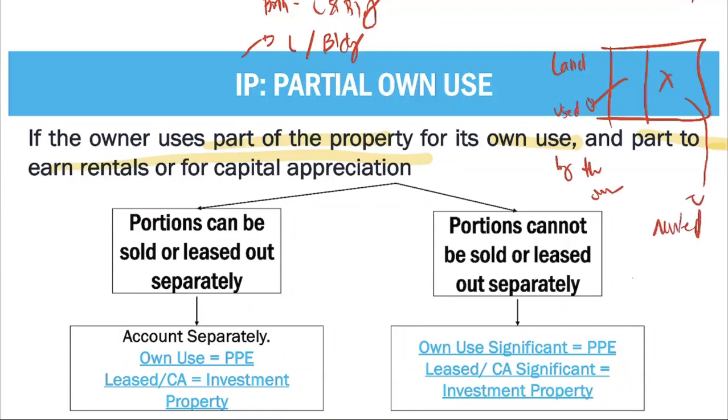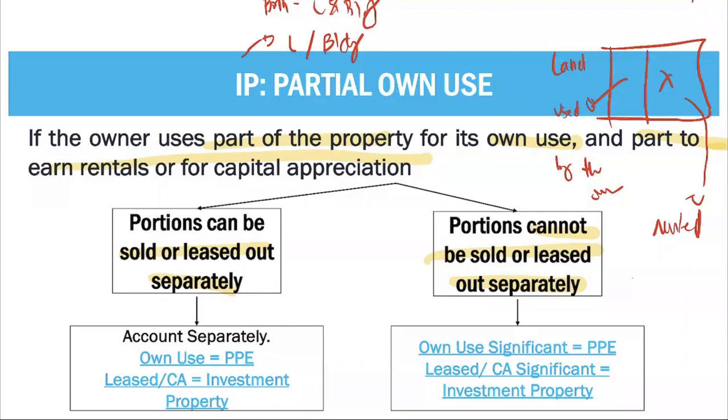If that is the scenario wherein one portion is used and one is rented to others, what you need to look at is whether it can be sold or leased out separately or cannot be sold or leased out separately. So for example, this whole land, you cannot divide it into parts such that you say, this is yours, this is mine. That means it is not really under a boundary.